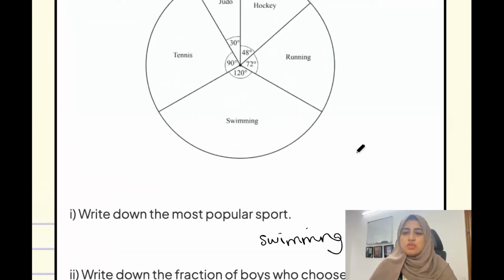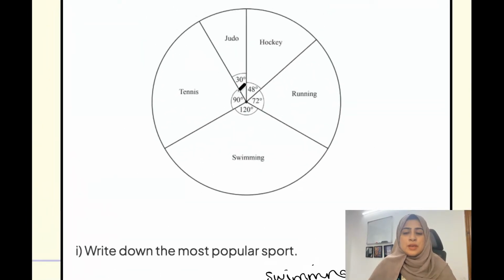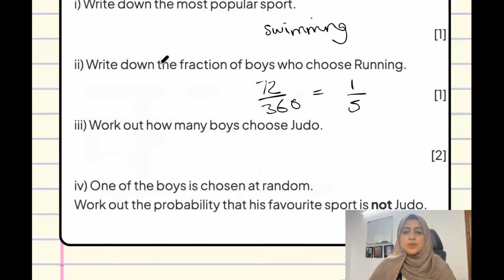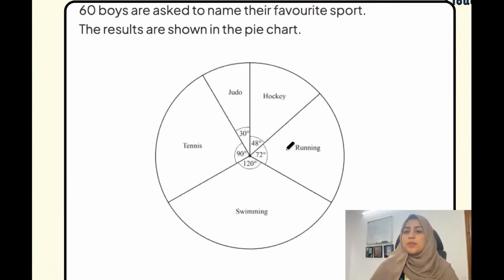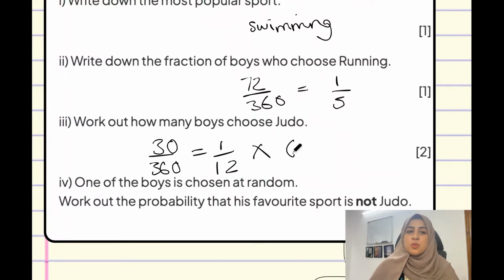How many boys choose judo? So here we would do 30 over 360, but there's 60 boys in total. So we'd do 30 over 360. That would give us the fraction of the boys that we need. Okay, so 30 over 360, that is the same as 1/12. So we want 1/12 of the amount of boys we have, which is 60 boys. So 1/12 of 60 boys, and that is 5. So that's how many boys choose judo.